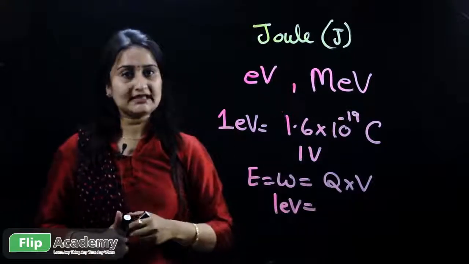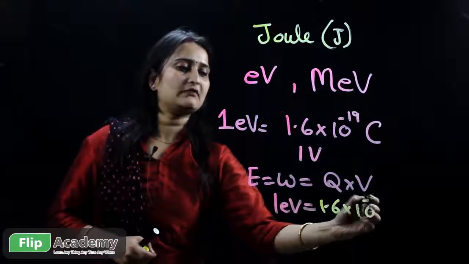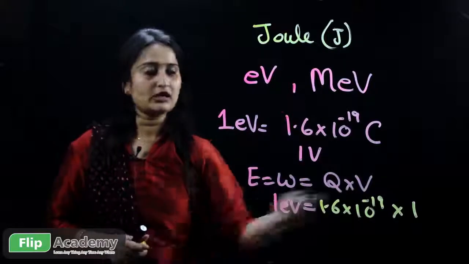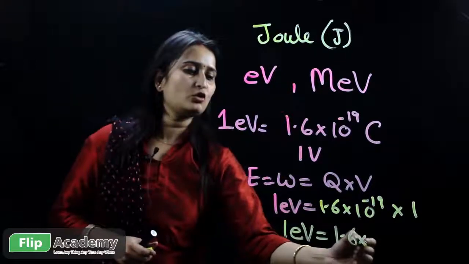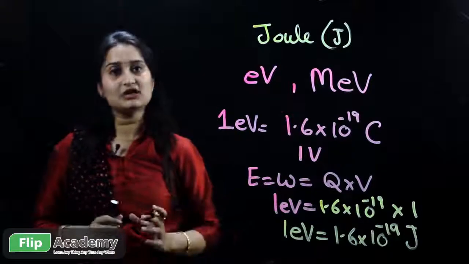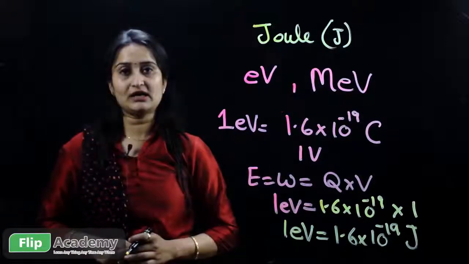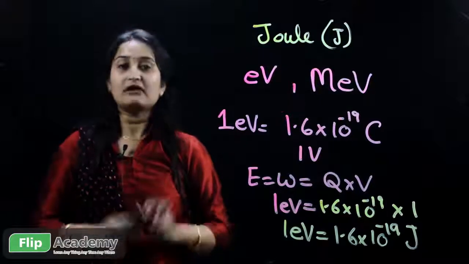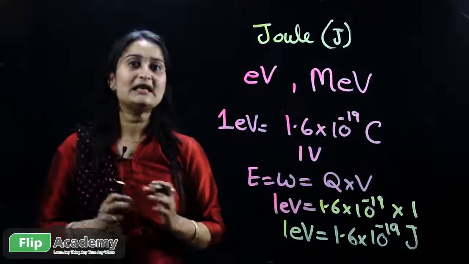What is the charge in the case of 1 electron volt? It is 1.6 into 10 raised to the power minus 19 coulomb and the potential difference is 1 volt. So, on multiplying, you will get that 1 electron volt is equal to 1.6 into 10 raised to the power minus 19 joule. So, what is the value of 1 electron volt? It is 1.6 into 10 raised to the power minus 19 joule. But this is a very small quantity. We have to measure nuclear energy in a bigger quantity. For that, we will require million electron volt.